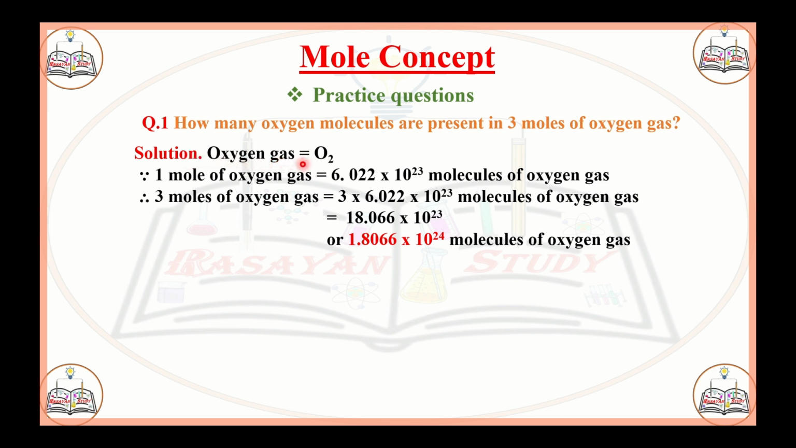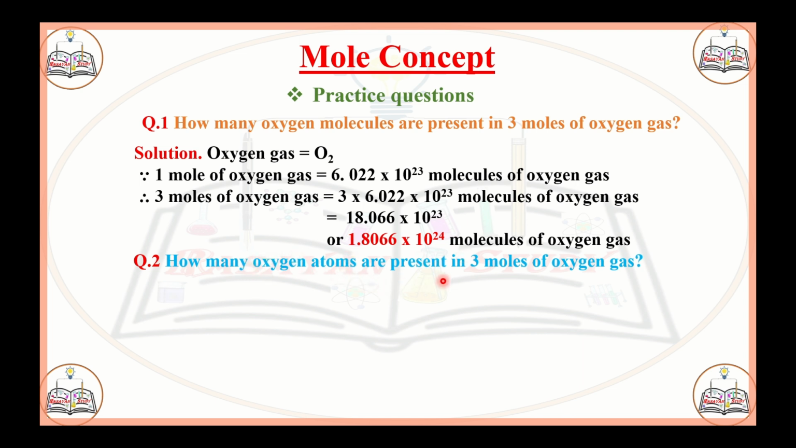See, 1 oxygen gas molecule means O2. So 1 mole of this will have 6.022 × 10^23 molecules, as we know. So 3 moles will be equal to 3 times this number, which is 18 × 10^23, or if we shift the decimal here, it is 1.8 × 10^24 molecules of oxygen gas. I hope it is clear. It's easy multiplication. Okay, let's move on to the next question.